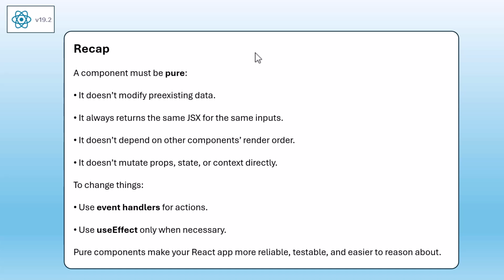If you need to update something on the screen, use the proper way to set new state instead of mutating what already exists. And finally, aim to express as much of your logic as possible directly in your JSX. If you need to cause a change, use an event handler. Only as a last resort should you rely on side effects through useEffect. Writing pure components takes some practice, but once you get the hang of it, you unlock one of the greatest strengths of React: reliable, predictable, and maintainable code.